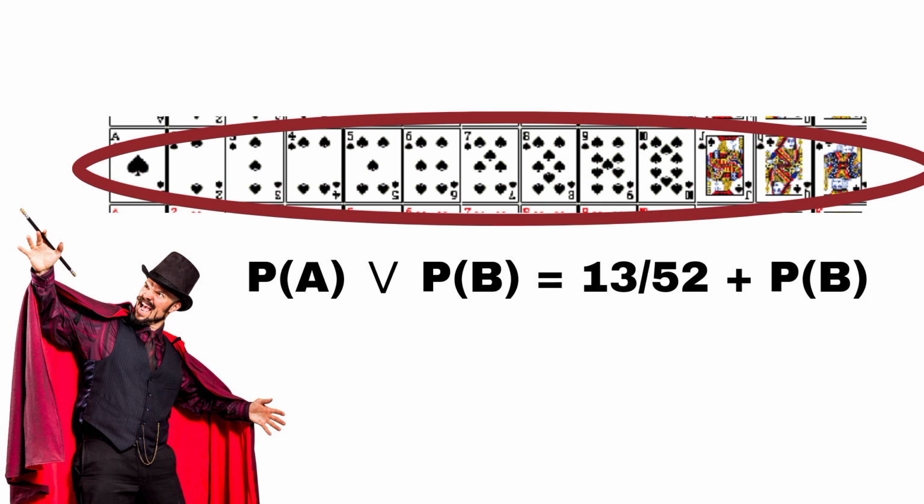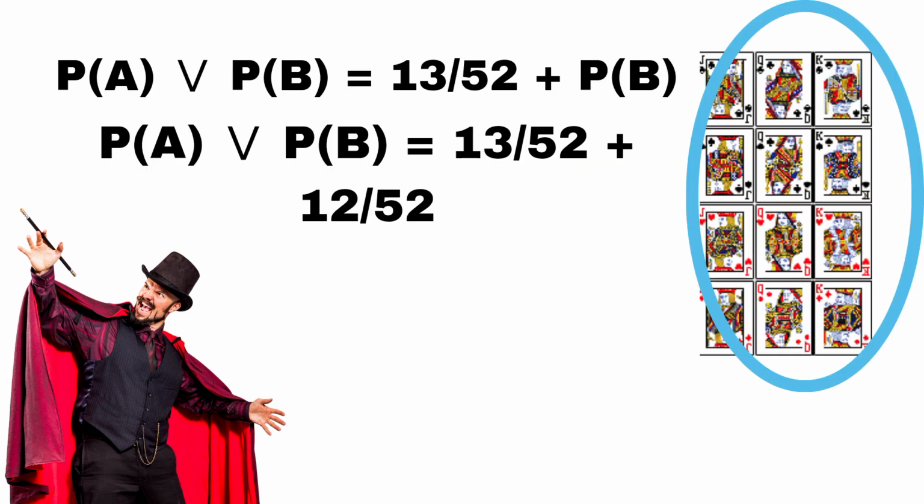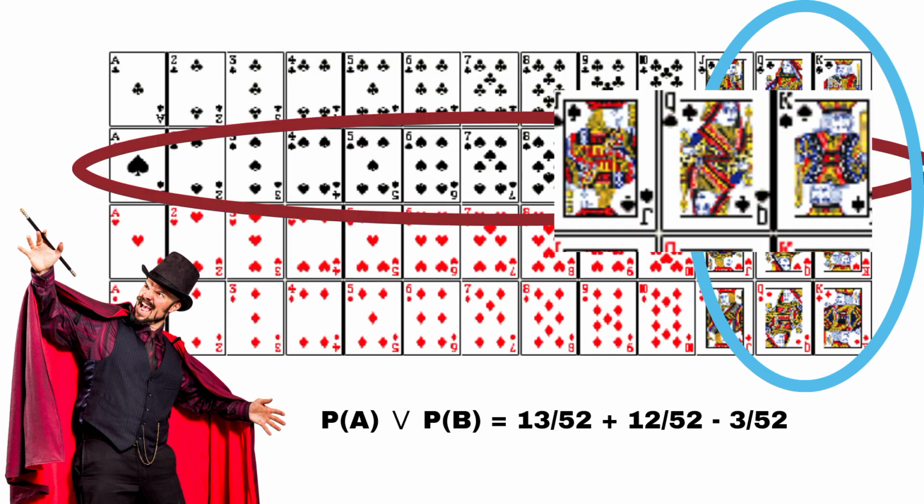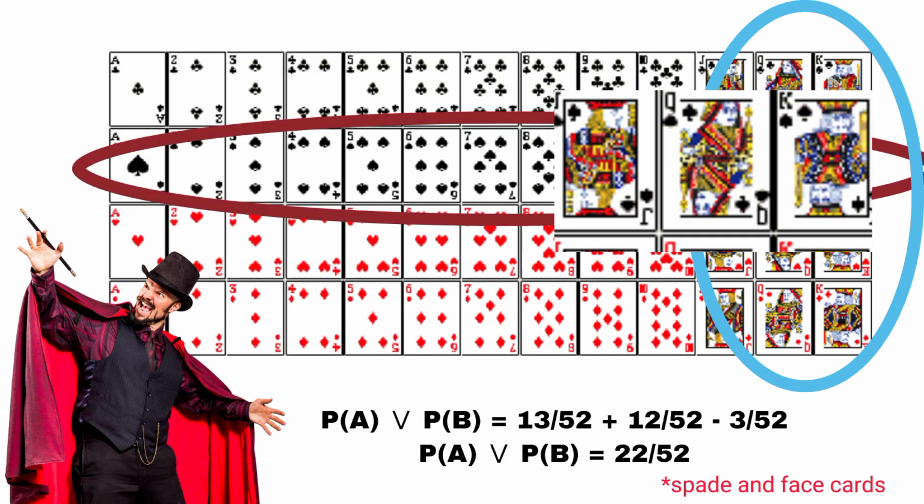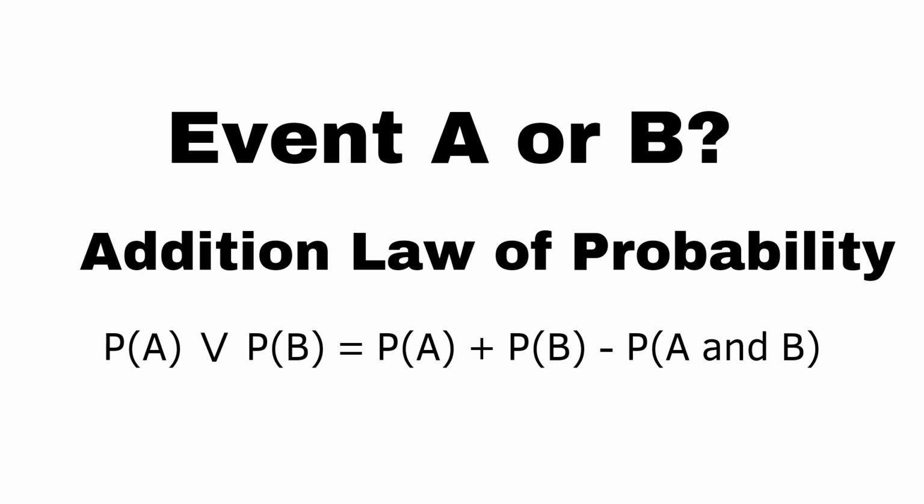So if there are 13 spade cards out of 52 plus 12 face cards out of 52, we can then subtract the number of spade and face cards, which is 3 out of 52. Overall, if you want to find the probability of event A or event B happening, or even at least one of the multiple events that may occur, you can use the addition law of probability.